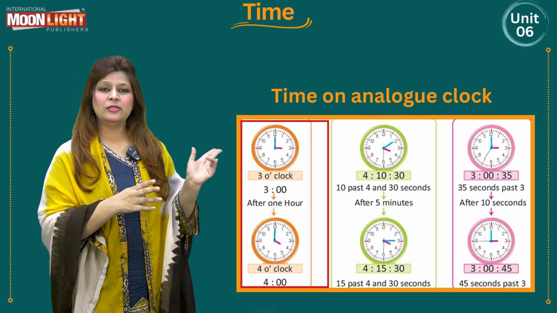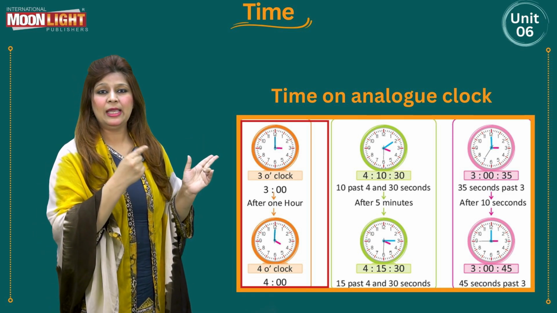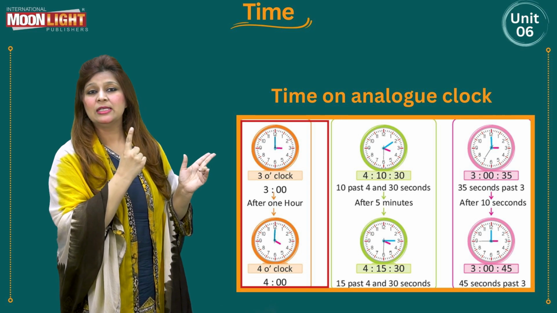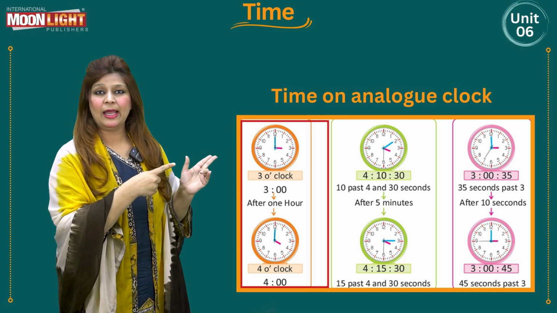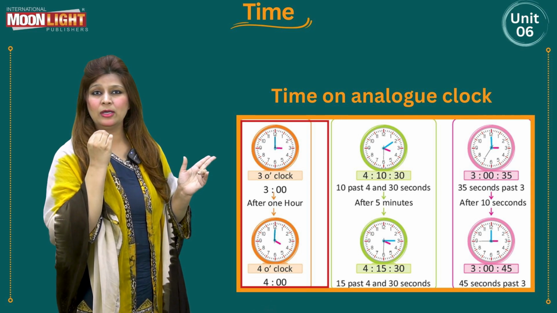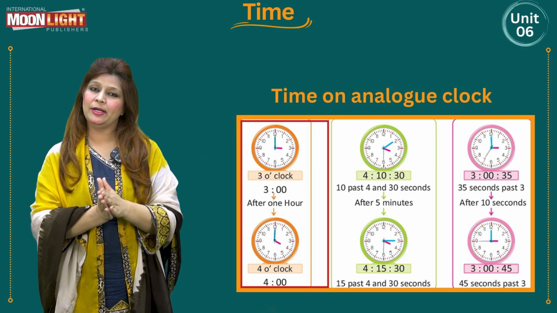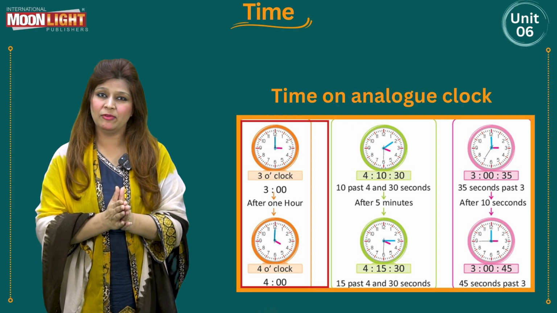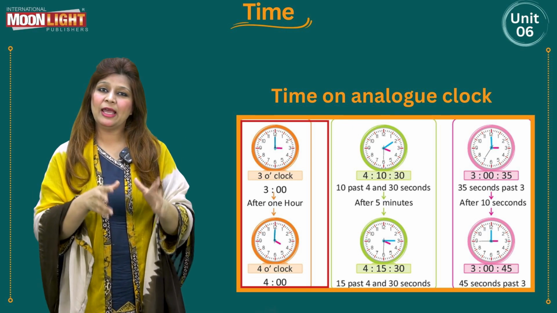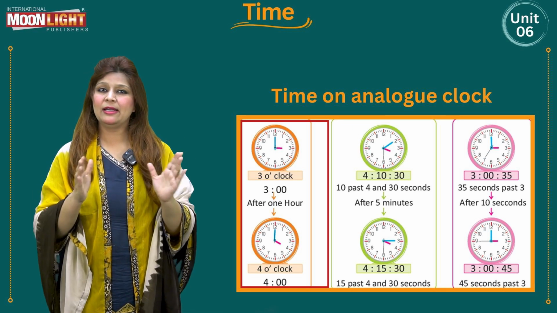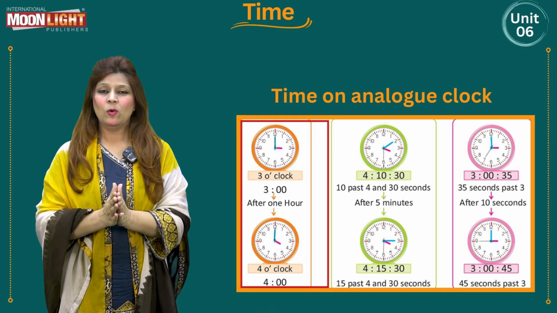This clock is showing you 3 o'clock, but here you can check one thing. There is a second hand. The second hand means the longest hand. The longest hand over here is moving round and round, but if it is on 12, that means the time is exactly 12 o'clock.